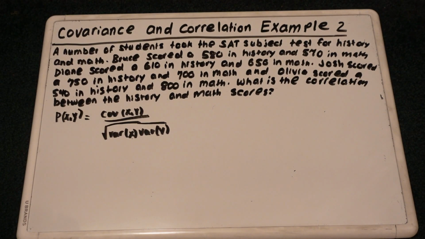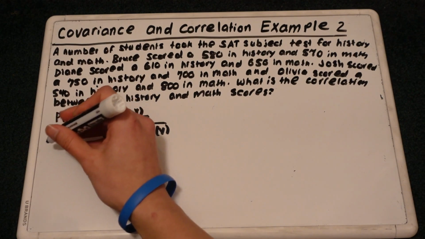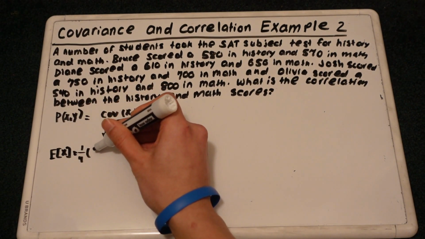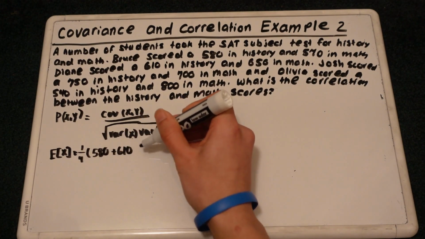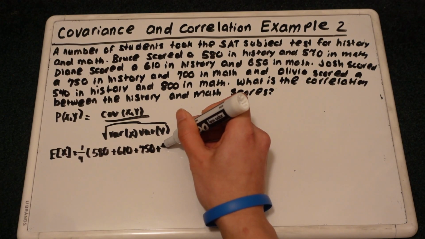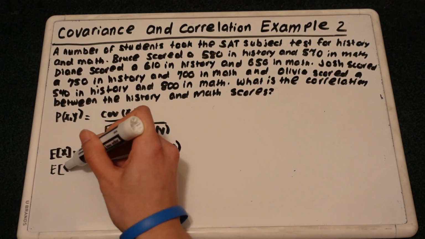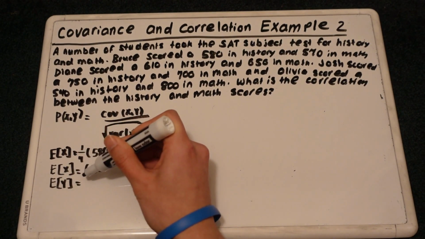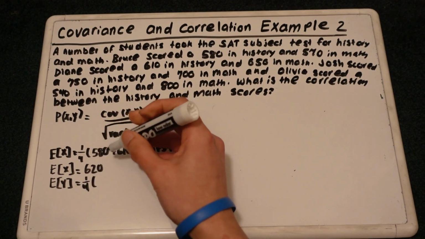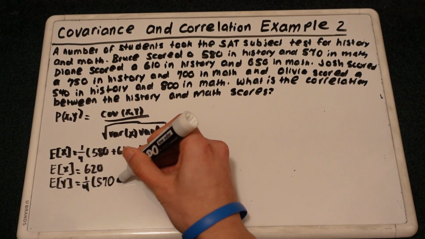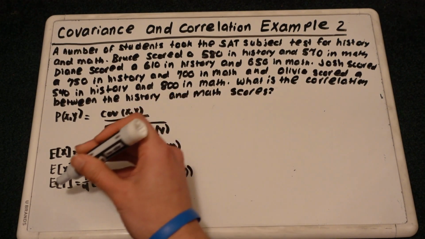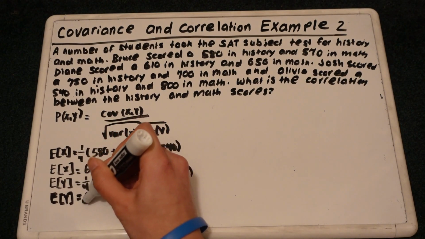So first, we need to find the expectation of x and y. Let x be the history score and y be the math scores. First, let me figure out the mean of the history scores. You have 580 plus 610 plus 750 plus 540. So that would be 620 if you simplify. Now for the math. And we would get 680.